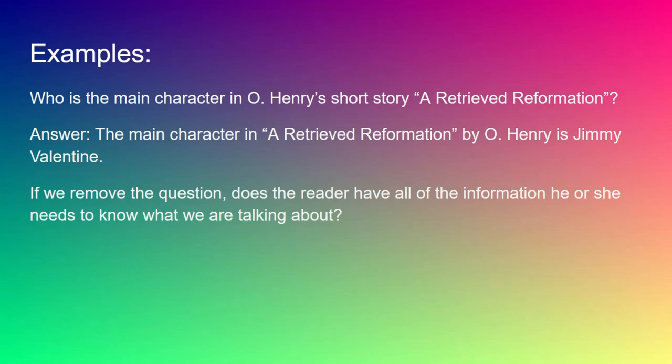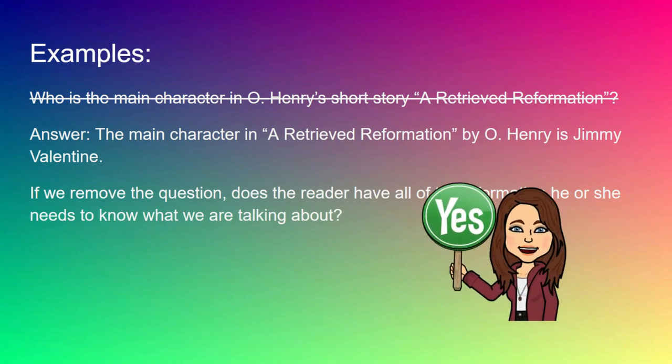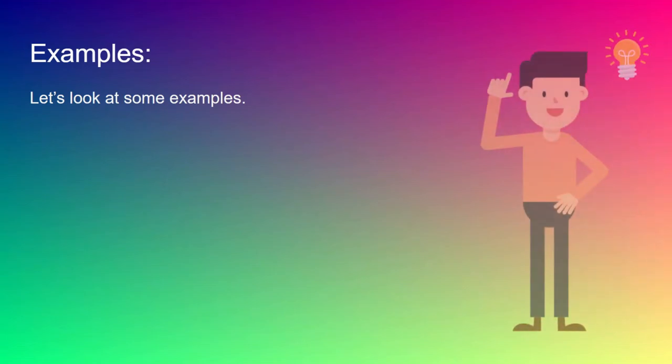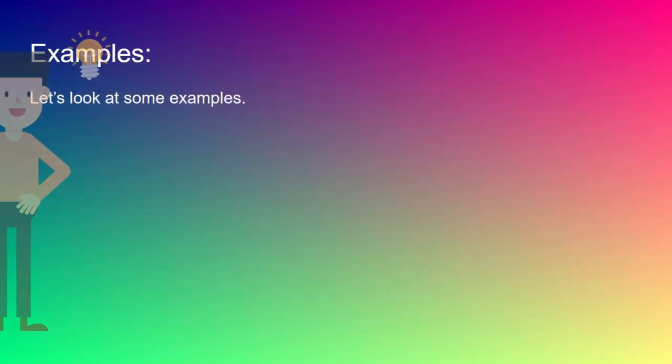So let's take the question away. If I just said to you, the main character in A Retrieved Reformation by O. Henry is Jimmy Valentine, do you have all the information that you need? And the answer is yes. So let's look at some examples.